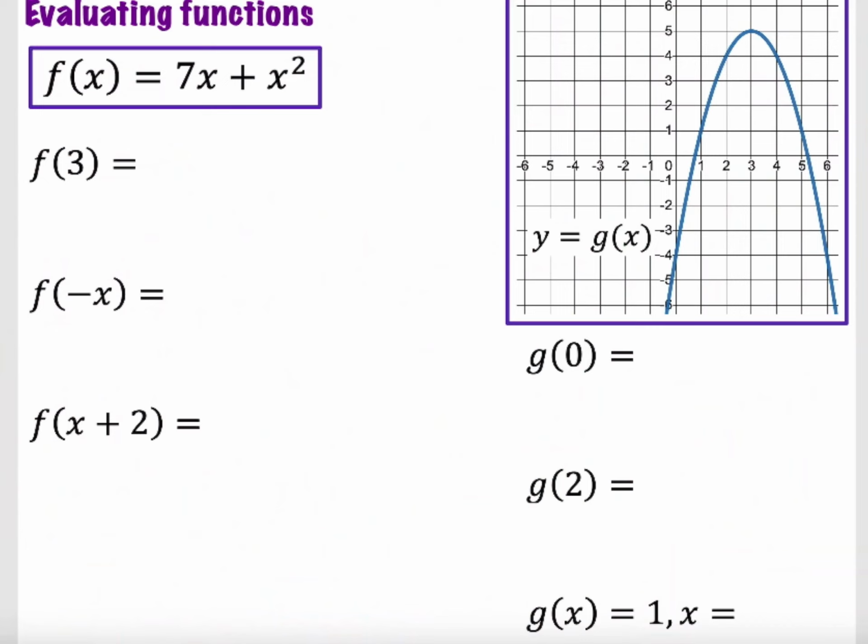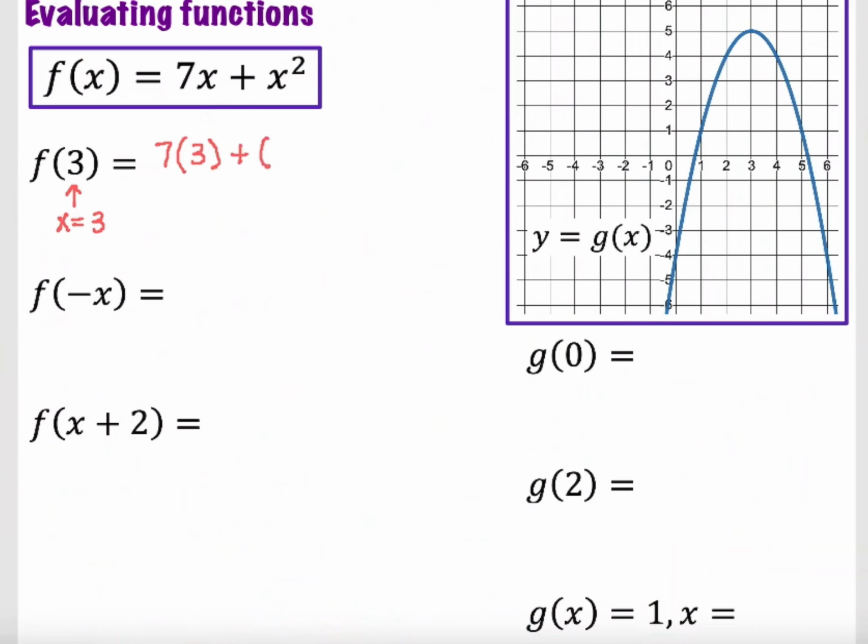Evaluating functions. When you first learn about functions, you sometimes think that this says f times x. We learned fast that means f of x, the function value of the input x. And so this one's asking me what is f of 3. So it's telling me when I input at x equals 3, what is the function value? And it's really just a game of substitution.